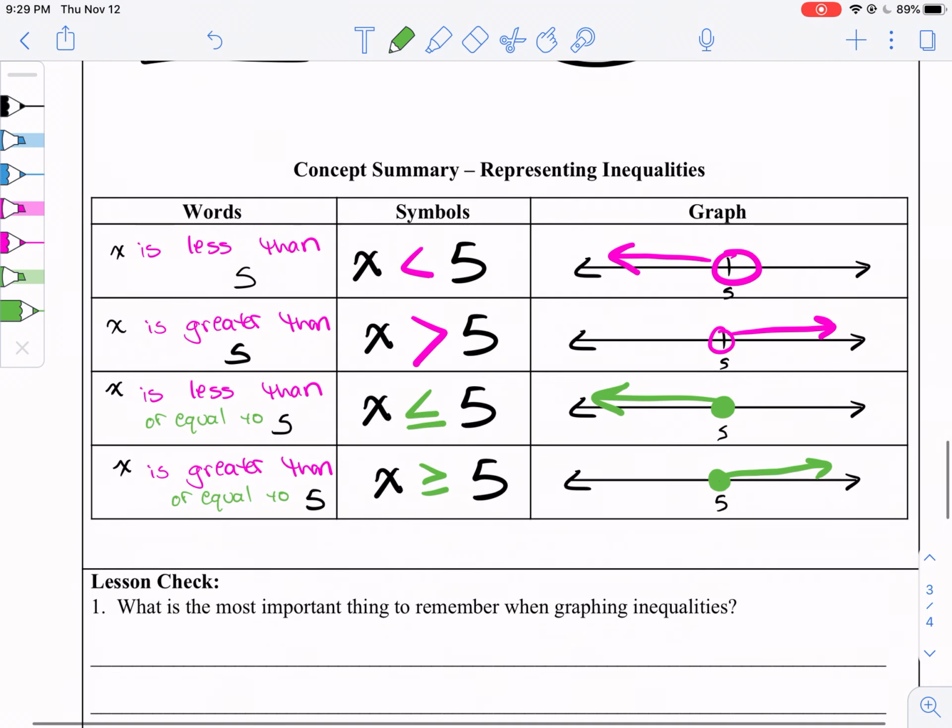So here you have it. Here is our key idea of the day. Know it, love it. This is how to graph.